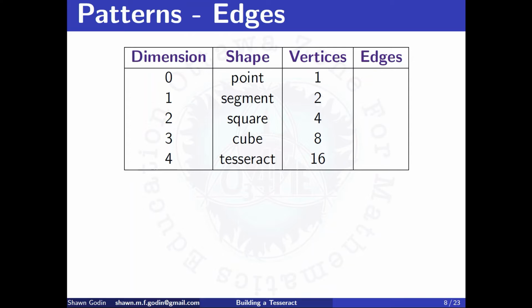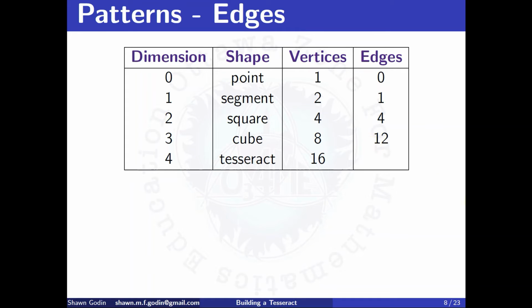Okay, so let's look at the edges. This is a little bit more difficult. Again, we're doing that doubling each time, so we're kind of expecting a doubling to go on. But if we look at the number of edges, there's none for a point, there's 1 for a segment. When we go up to a square, well, we haven't just doubled the ones that we had before. We get some extras in there. And when we go from a square to a cube, we don't just double. Again, we get some extras.